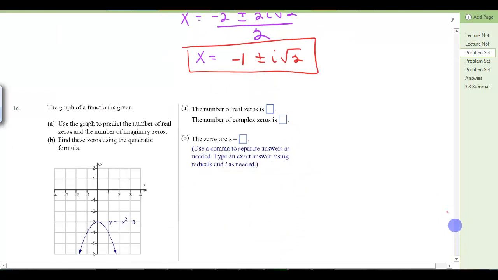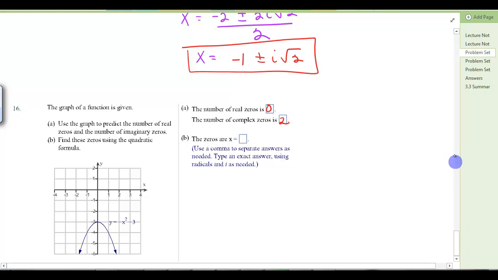Okay. All right. Number 16. Use the graph to predict the number of real zeros and the number of imaginary zeros. All right, what we need to note here is that this does not hit our x-axis at all. So remember, that gives us 0 real solutions. The number of complex zeros would have to be 2, because every quadratic has 2. If you have no real ones, you're going to have 2 imaginary or complex ones.